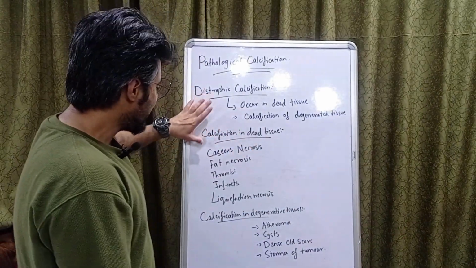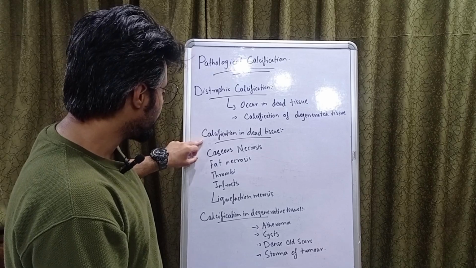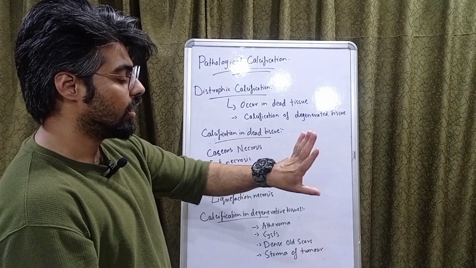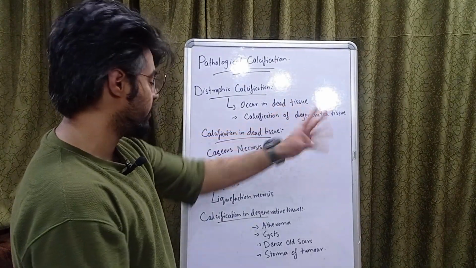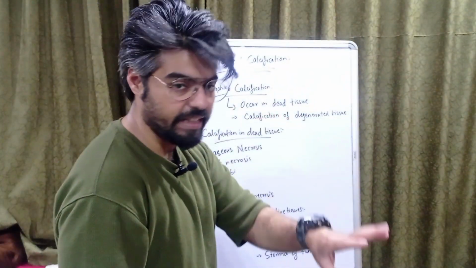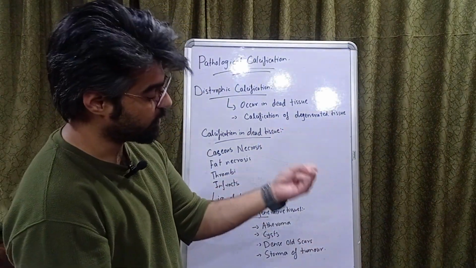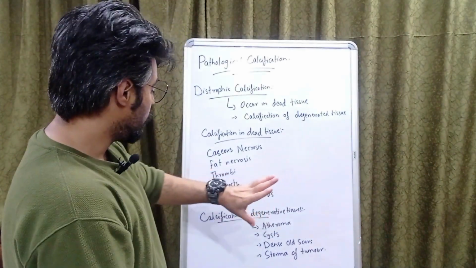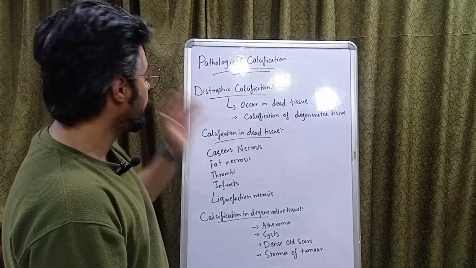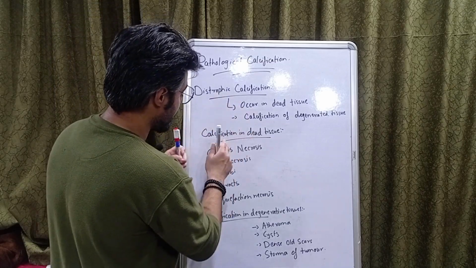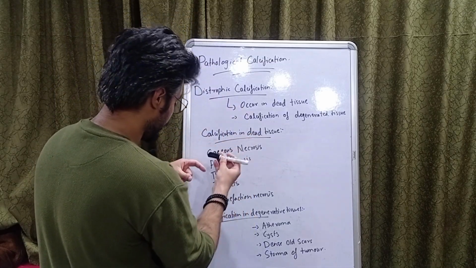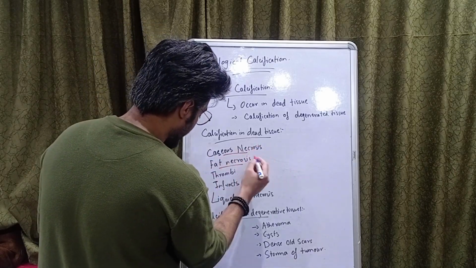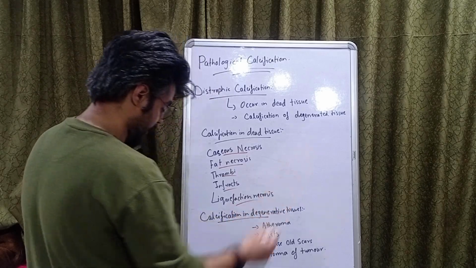Examples of calcification in dead tissue: where will it appear? You will find it in caseous necrosis, fat necrosis, thrombi, infarcts, and liquefactive necrosis. So in mostly all necrosis, as well as thrombi and infarcts, you will find dystrophic calcification, especially the calcification that occurs in dead tissue.